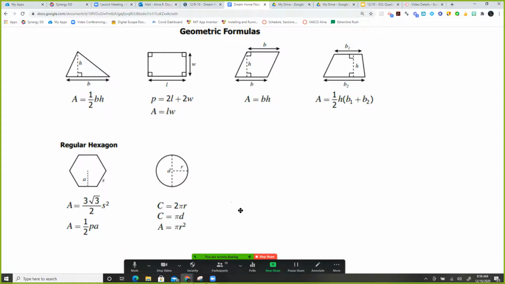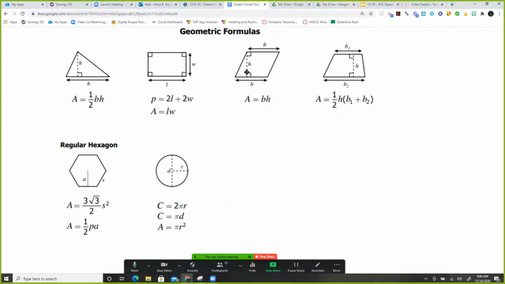Sometimes area is where it gets a little tricky though. So if I've labeled my sides, then somehow I got to figure out what the height is, right? If I've labeled the base in my parallelogram, I got to figure out what the height is. Your height has to be realistic, okay? So kind of think through that.